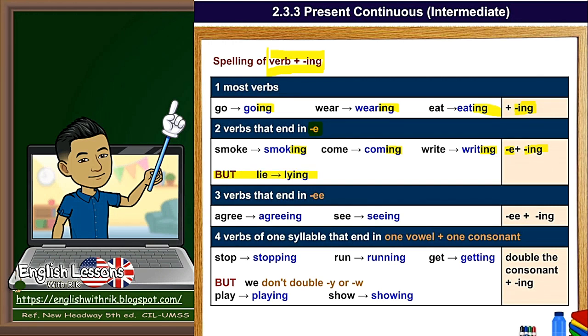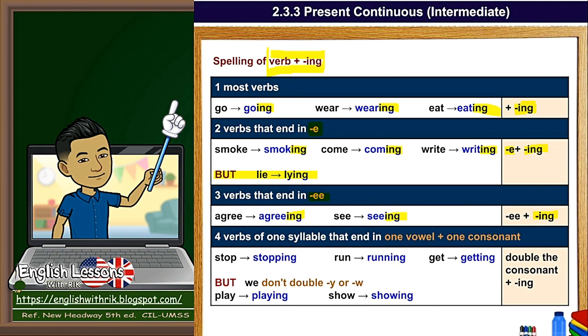For verbs that end in double e, don't drop an e. For example, agree, agreeing, see, seeing.